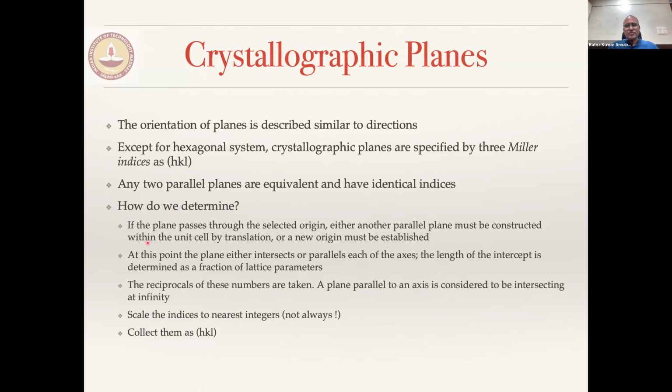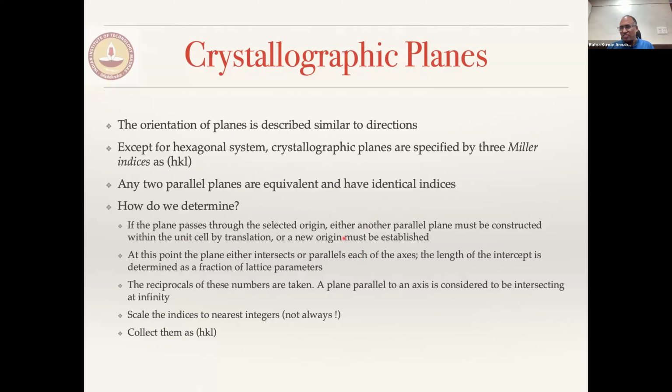What we need to do is, first we need to see if the plane passes through the origin of the lattice. You have to check if the plane is passing through the origin of the unit cell that you have chosen. If it is passing through, then you should choose either another parallel plane or you change your origin. So the requirement is the plane must not pass through origin.